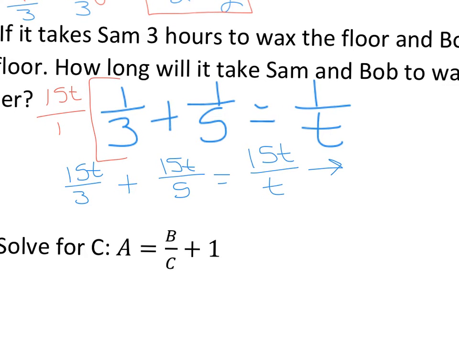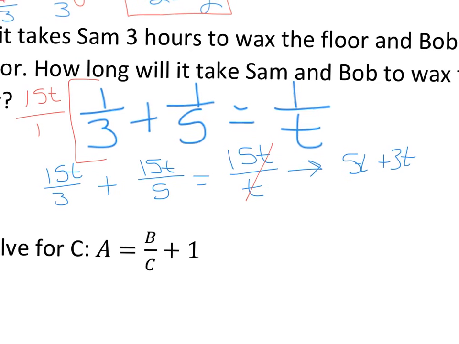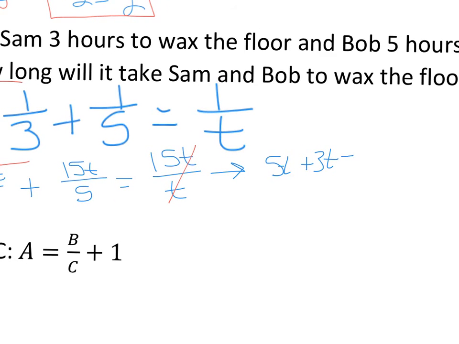That gives us 15t over 3 will give us 5t, plus 15t over 5 will give us 3t, equals 15t over t. Now these t's cancel, so we just have 15. So just combining some like terms here, we have 8t equals 15.